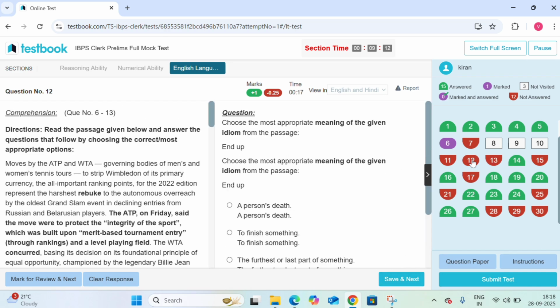Adopted. End up: to finish something, to reach some conclusion. So in this passage, what does "end up" mean?